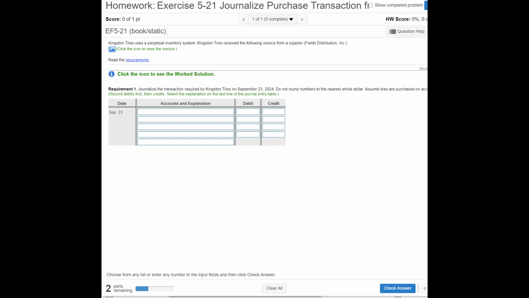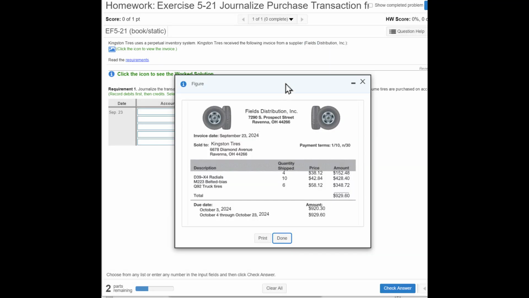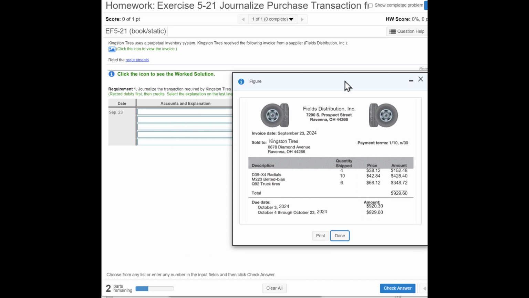Exercise 5-21, we're going to journalize purchase transactions. Kingston Tires uses a perpetual inventory system. The company received the following invoice from a supplier. The supplier is called Fields Distribution Incorporated. So we get this invoice, and then we have to figure out what's going on.